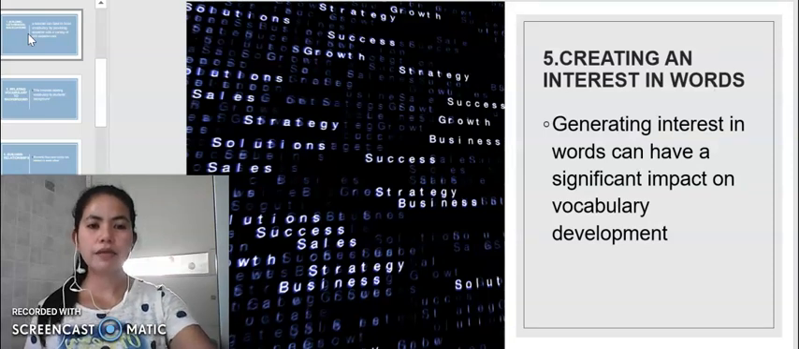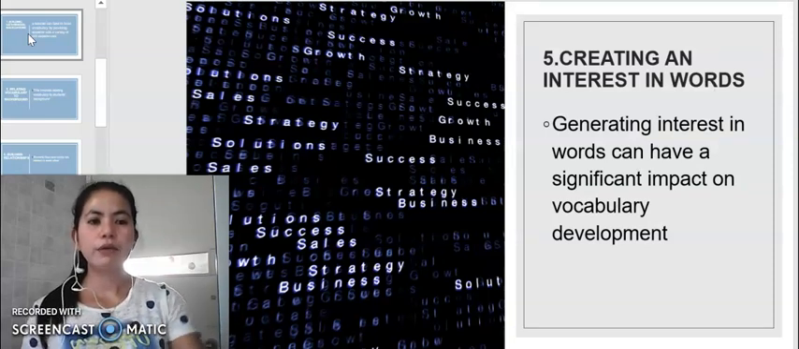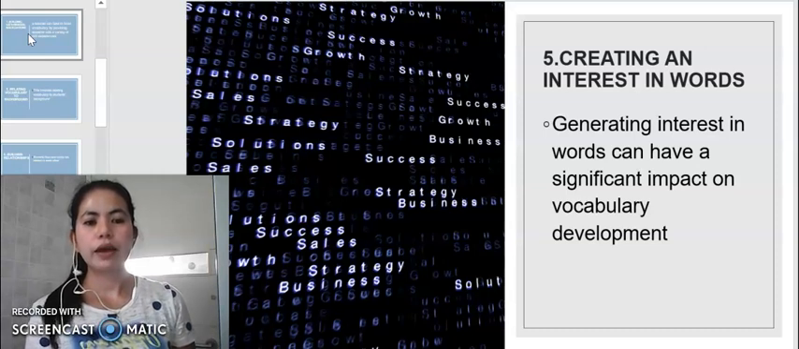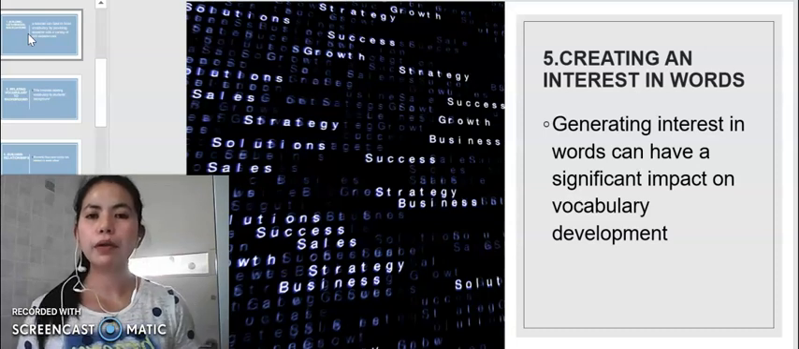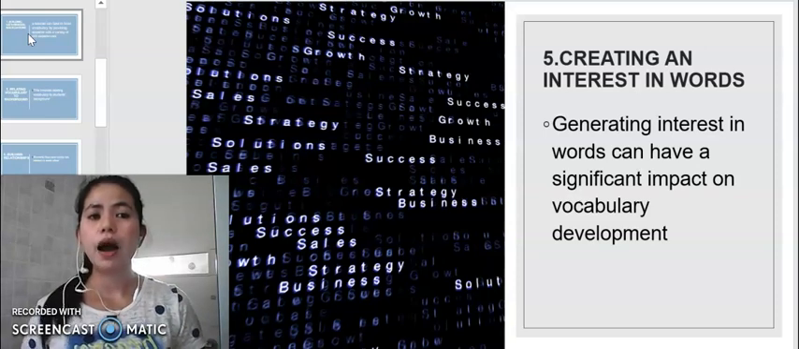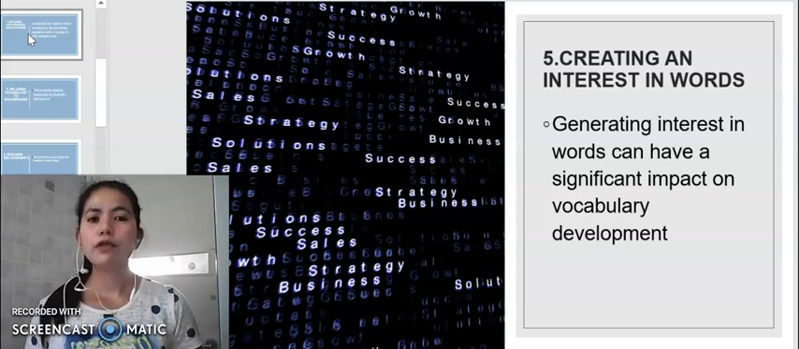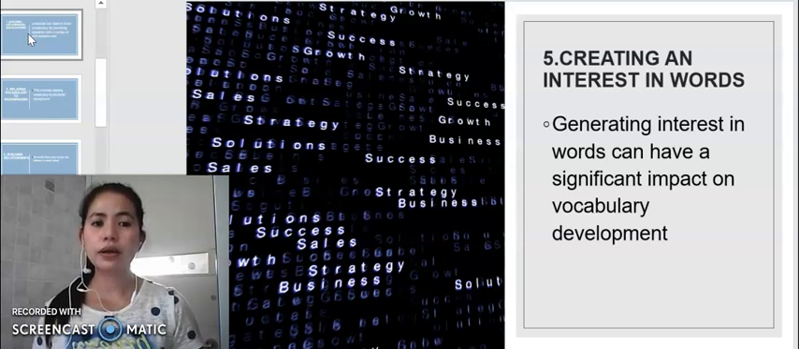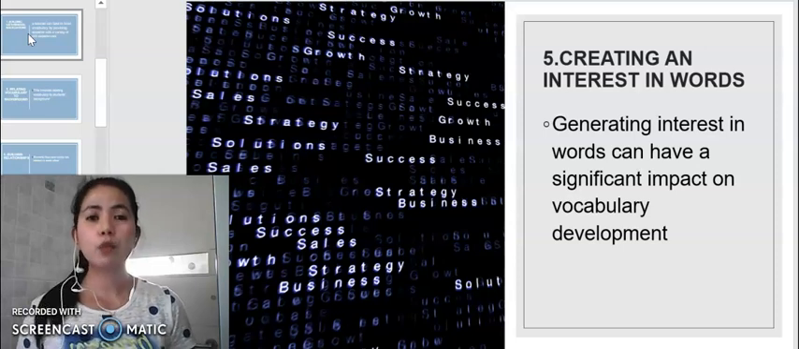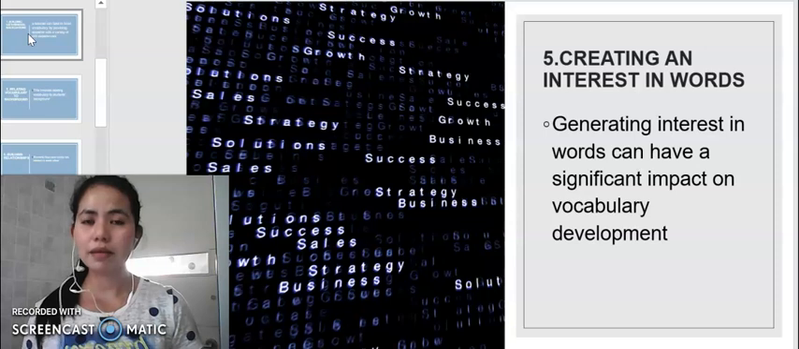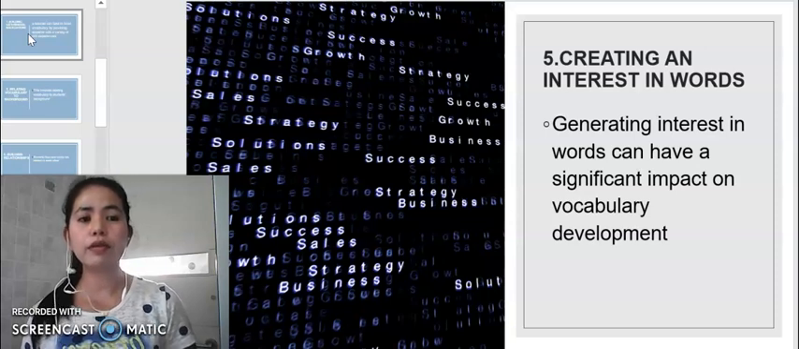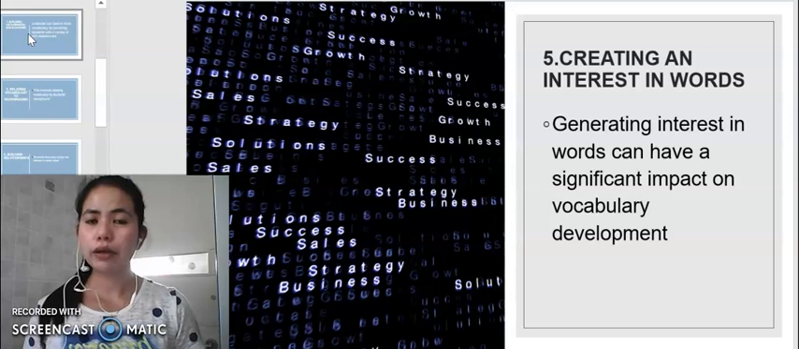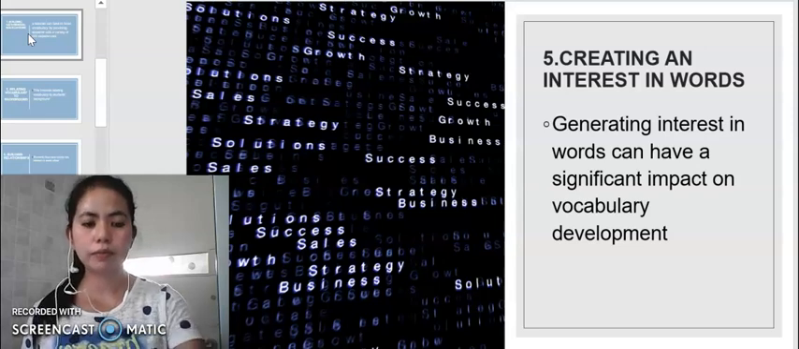Number 5, creating an interest in words. Generating interest in words can have a significant impact on vocabulary development. For example, in their experimental program, Beck and McKeown in 1983 awarded the title Word Wizard to any students who noted an example of a taught word outside of class and reported it to the group. Children virtually swamped their teachers with instances of seeing, hearing, or using the words as they worked toward gaining points on the Word Wizard chart.